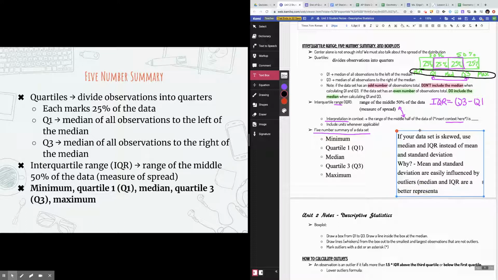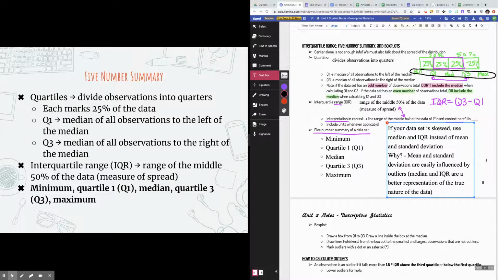I could spell, that would be so awesome. Awesome, awesome. I'm like over here struggling with a lisp while I'm doing this. Y'all, this struggle is so real. Okay, so median and IQR are a better representation of the true nature of the data.